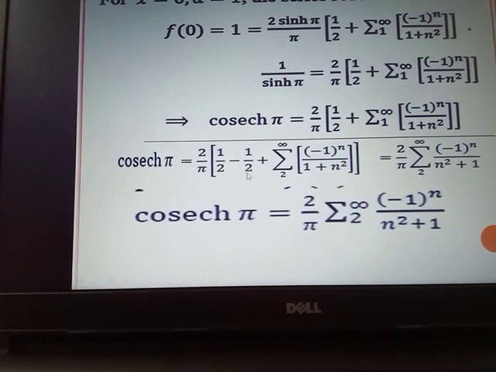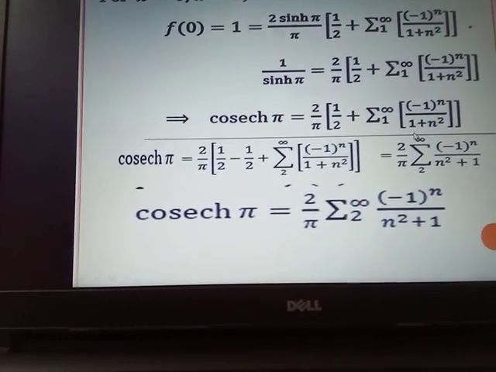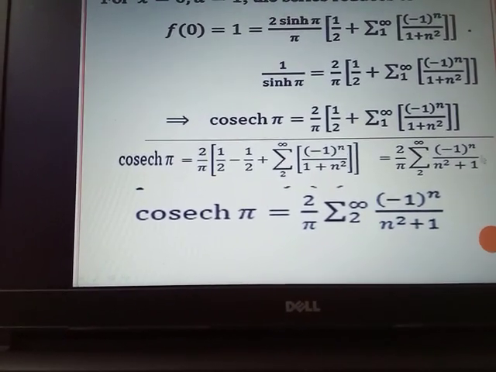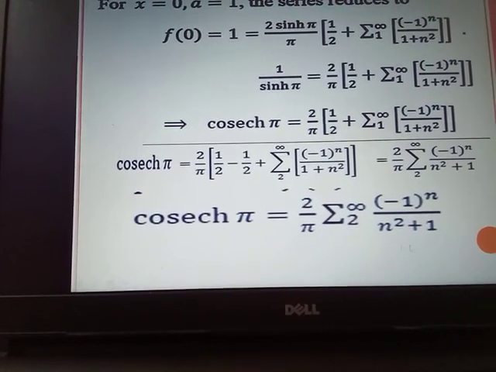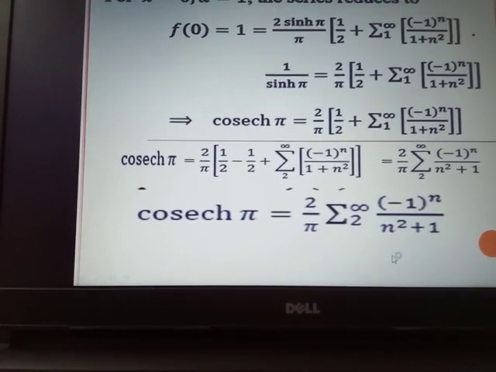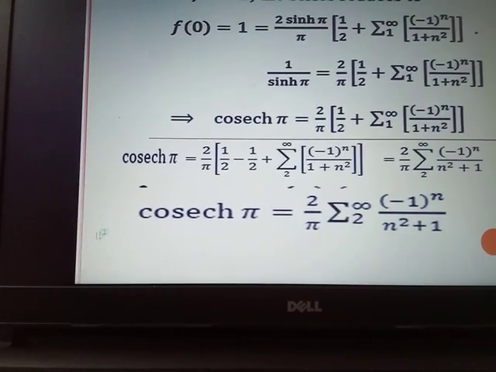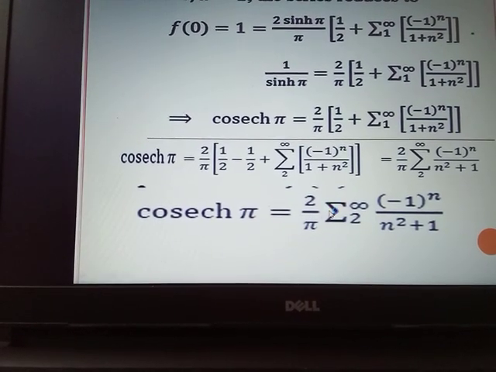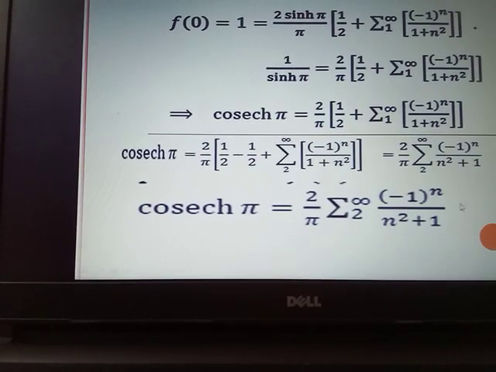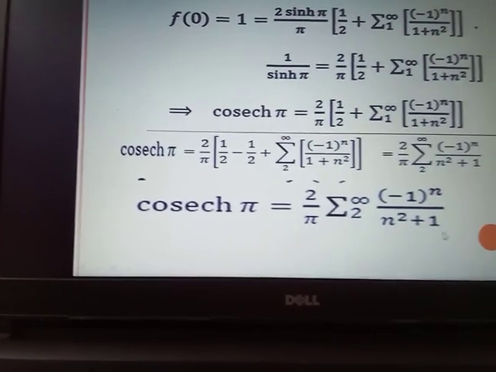1 by 2 minus 1 by 2 is 0. Therefore, 2 by pi summation n running from 2 to infinity minus 1 raised to n divided by n square plus 1, which is the required result. This is the proof, that is cosech pi is equal to 2 by pi summation n running from 2 to infinity minus 1 raised to n divided by n square plus 1.